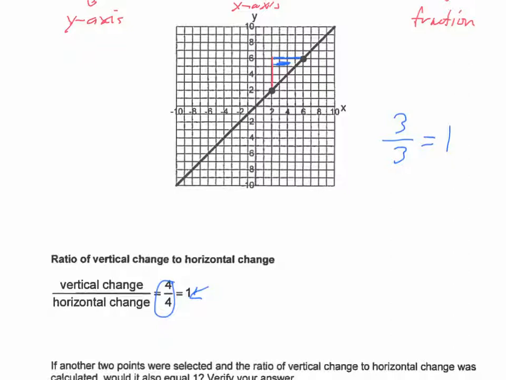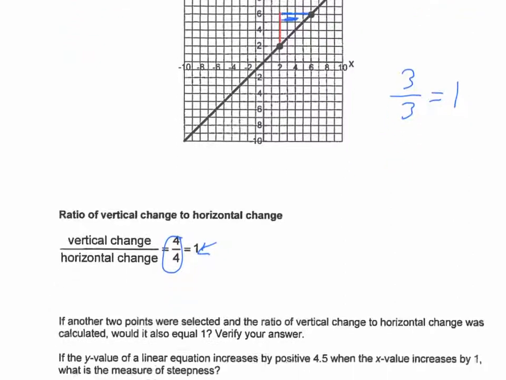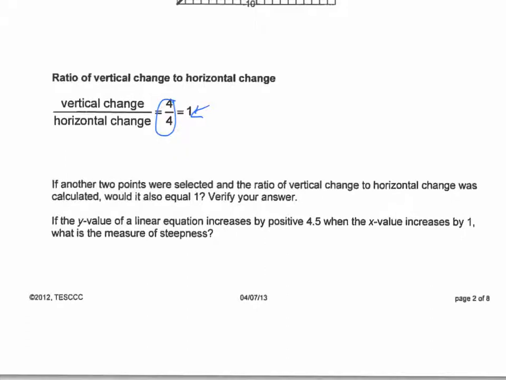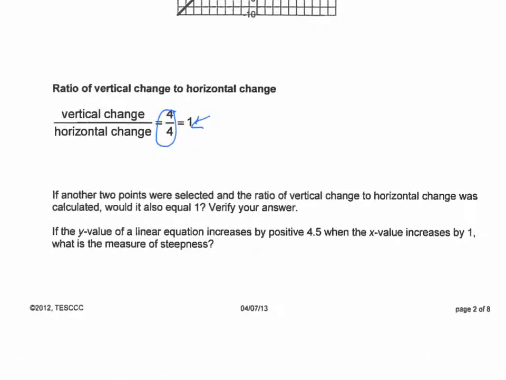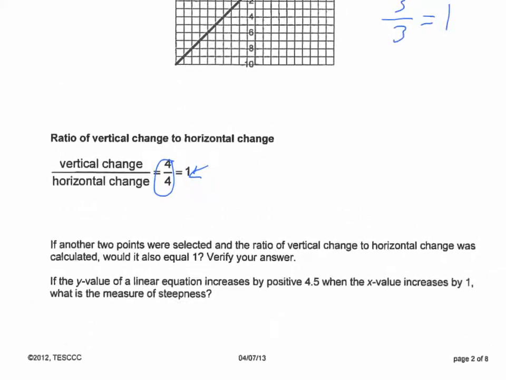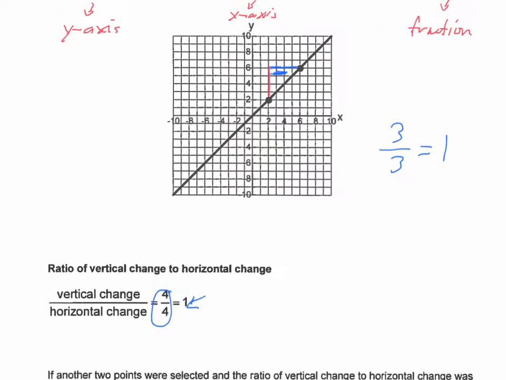So this slope of 1, no matter what version of the number 1 we give, we will always land back on that line. Okay? So it says if another 2 points were selected and the ratio of vertical change to horizontal change was calculated, would it also equal 1? And they want us to verify our answer. So let's choose 2 more points on this line somewhere.